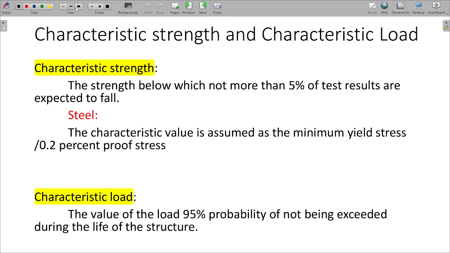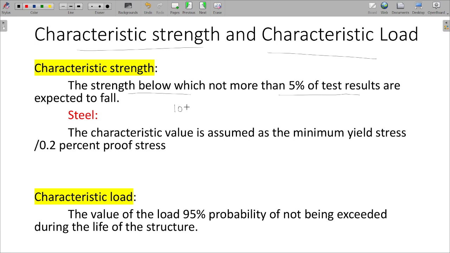The next topic is characteristic strength and characteristic load. Characteristic strength is the strength below which not more than 5% of the test results are expected to fall. What does that mean?